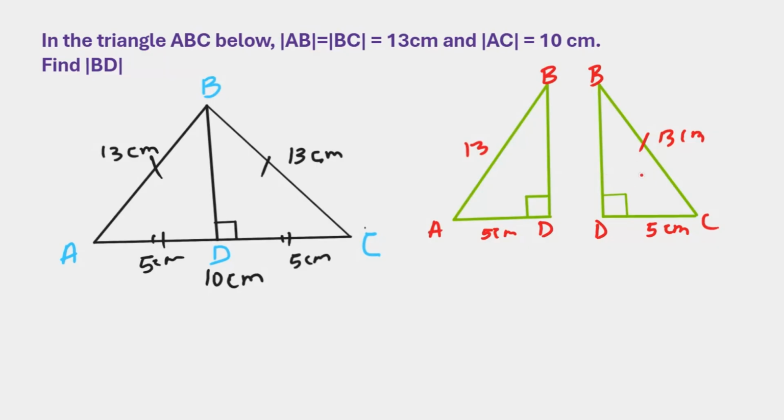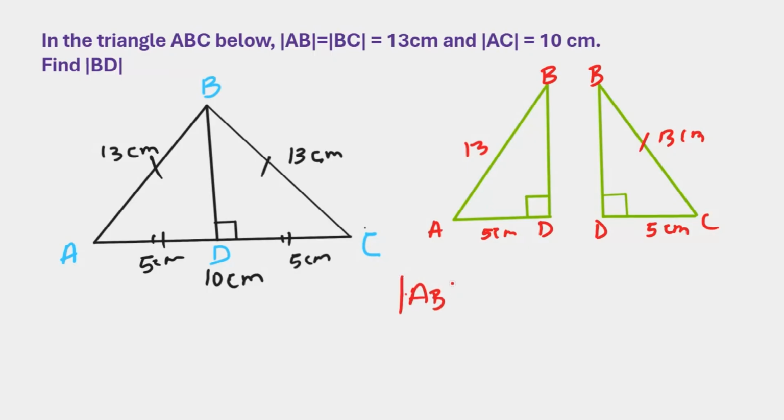When you take BDC, you can use it to find your BD. And when you take ABD, you can also use it to find your side BD. So any of them that you want to use, you can use. Let's see. I'm going to use ABD to find BD. Always you have to identify the hypotenuse. This is the hypotenuse and it faces the 90 degrees. So the hypotenuse in this case is going to be AB.